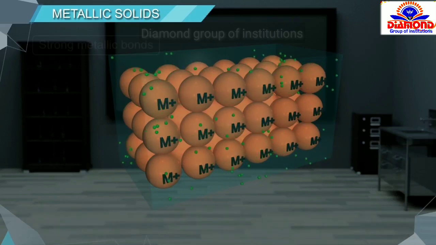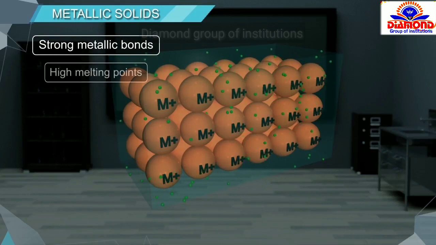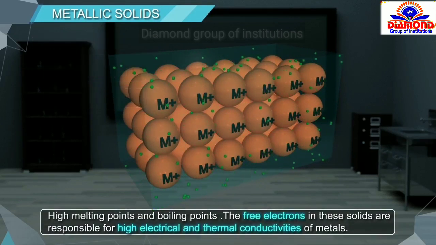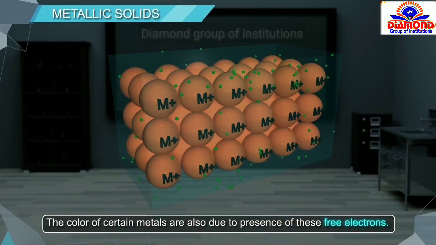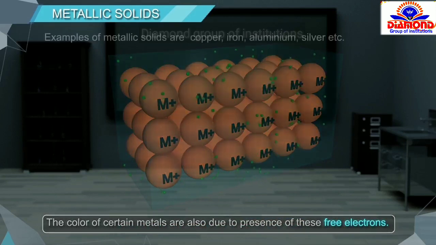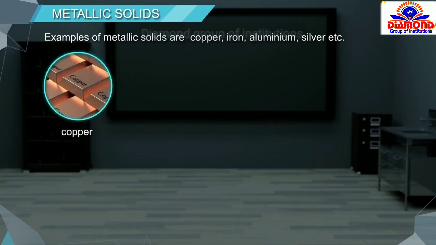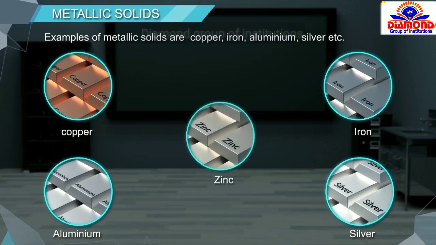Due to the presence of strong metallic bonds, the metallic solids have high melting points and boiling points. The free electrons in these solids are responsible for high electrical and thermal conductivities of metals. In fact, the color of certain metals is also due to the presence of these free electrons. Some of the examples of metallic solids are copper, iron, aluminium, silver, etc.